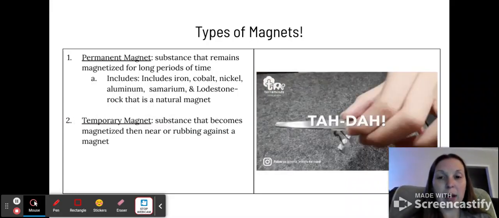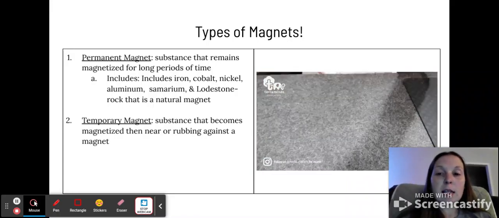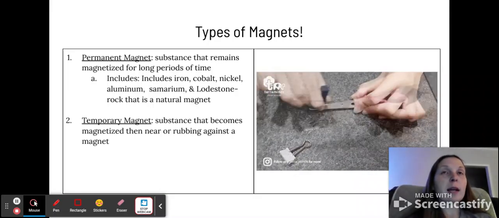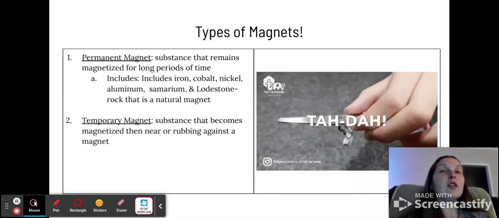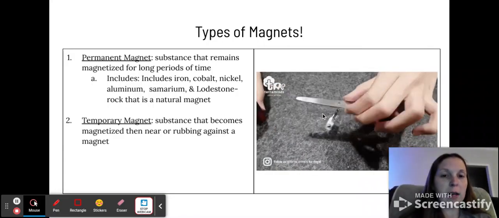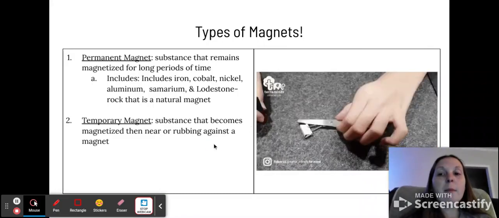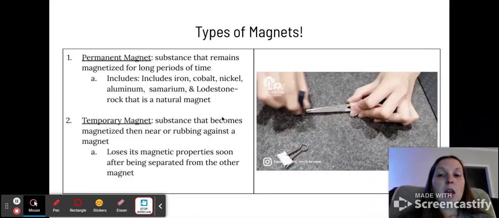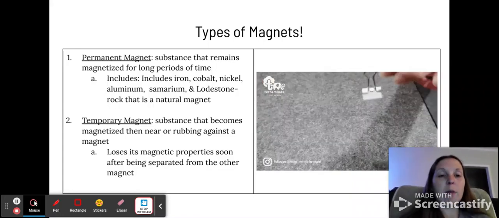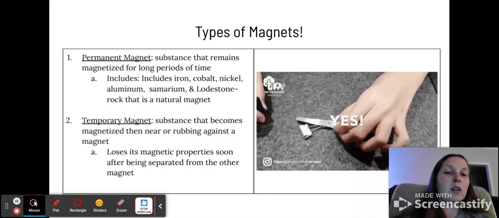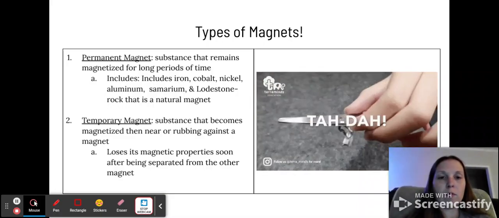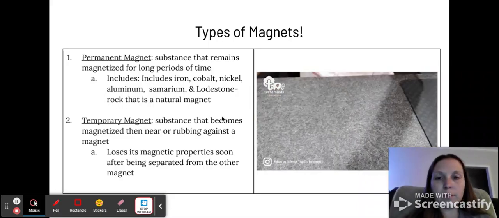Another type is a temporary magnet, and this is a substance that becomes magnetized when near or rubbing against a magnet. So you could take a magnet against that material and you can actually magnetize the other. So here, if you look at this little GIF, they're rubbing a pair of scissors with a magnet, and then the scissors become magnetized. But these do wear off over time once it's been separated from the magnet for a while. If your magnets get weak, you can actually put them with a magnet, and it will help to rebalance the poles a little bit.